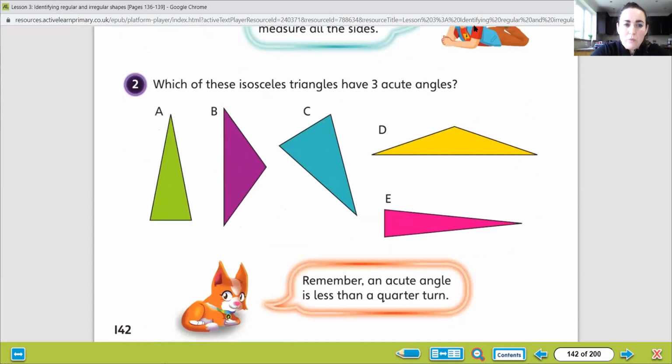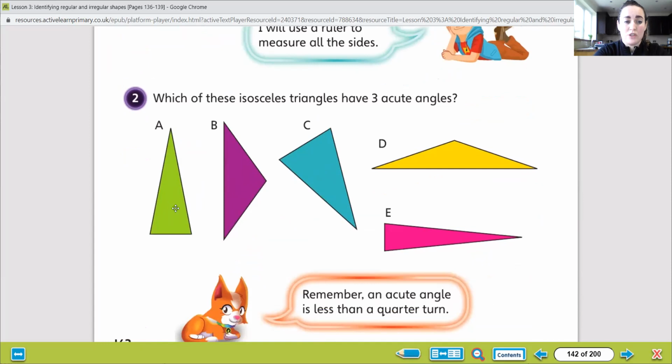Following that, question 2 in your books: which of these isosceles triangles have 3 acute angles? All of these are examples of isosceles triangles. Remember, isosceles means 2 sides and angles the same, one different. They all have 2 sides the same, but one side different. The question is asking which of these have got 3 acute angles. So again, that learning from Miss Nope. Acute meaning smaller, less than 90 degrees, less than my right angle. It has to be less than. So which of these have all acute angles?